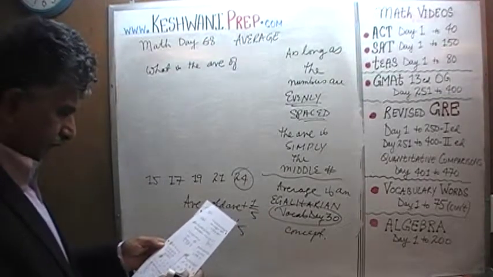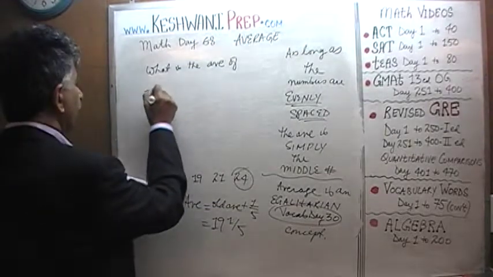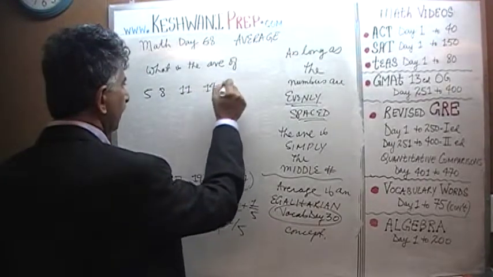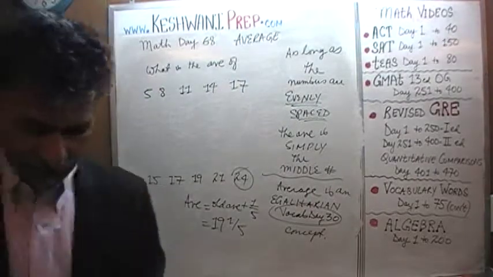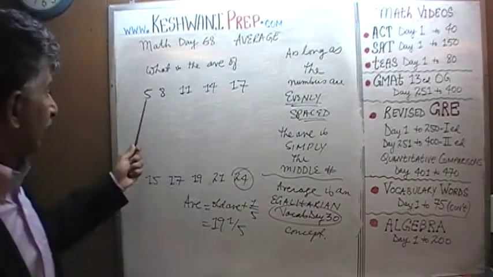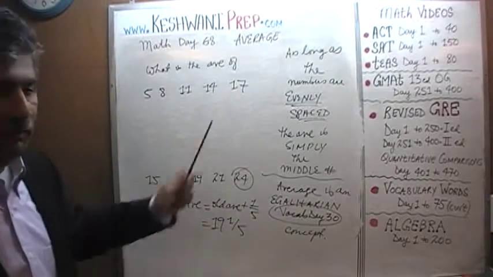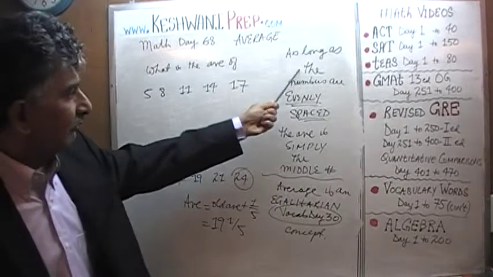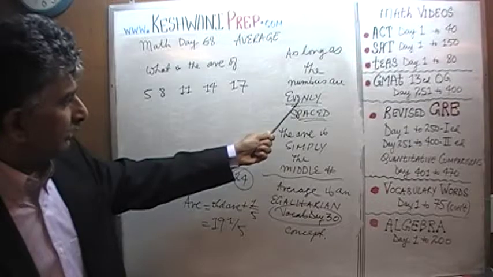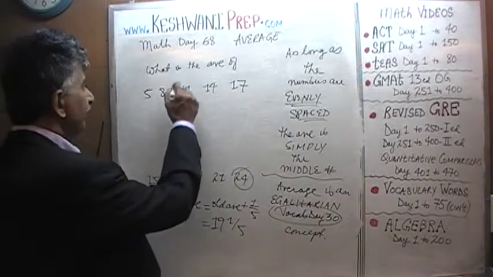How about this one? 5, 8, 11, 14, and 17. Again, what do you notice? What we notice here is that they are all evenly spaced. 3 apart. 5 plus 3 is 8, 8 plus 3 is 11, 11 plus 3 is 14, 14 plus 3 is 17. As long as the numbers are evenly spaced, the average is simply the middle number. That's it. The average is this guy right here.